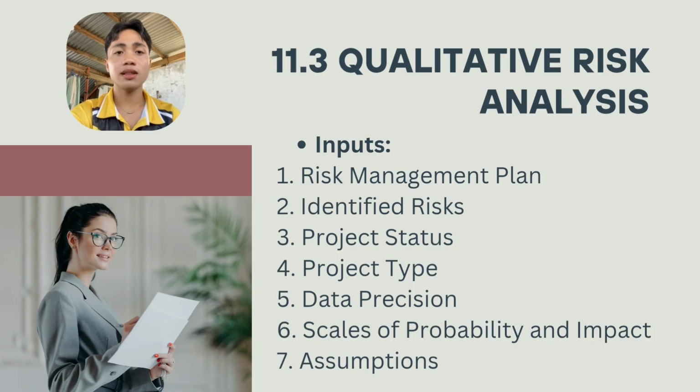Next is project type. High-tech or new projects usually have different risks compared to repetitive projects. Next, data precision. Kini ang quality sa atong data. If the info is bad, the analysis is useless. Next is scales of probability and impact. The predefined levels like 1 to 5 or 0.1 to 0.9 we use to measure how bad a risk is. And lastly, assumptions. Hypotheses about the project that we need to test.